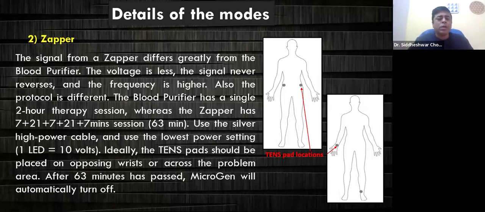However, you have to use the silver high power cable for the same and use the lowest power setting. Again, I'm repeating here, which is 1 LED, 10 volts. Ideally, the TENS pad should be placed on opposing wrist or across the problem area.